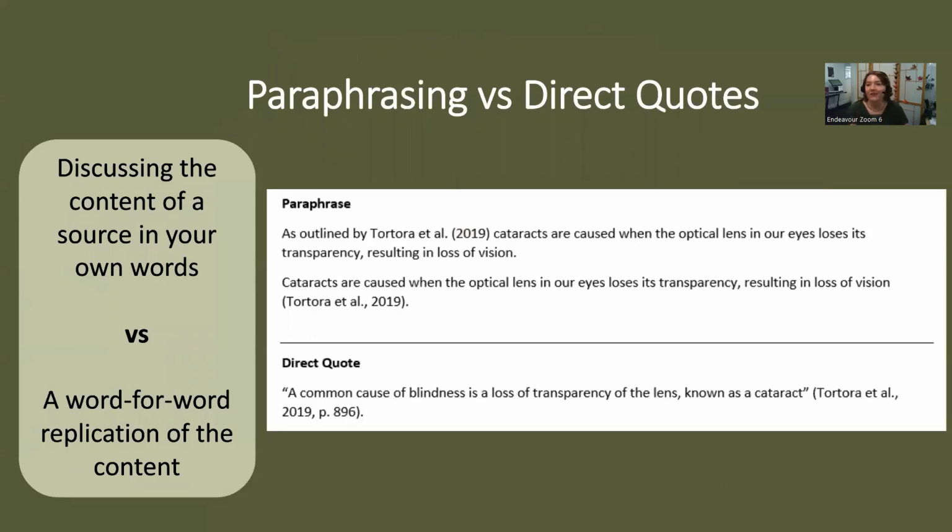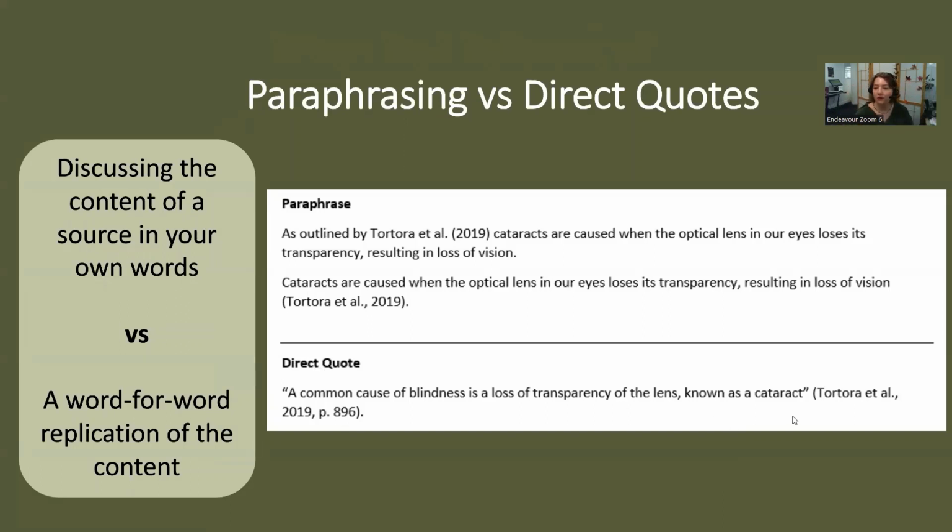What's the difference? What is paraphrasing and what's direct quoting? So obviously a direct quote, like we can see in this little example under here, is a verbatim replication of the content. So a word for word replication of the content. So this is in quote marks, and you can see that that denotes that this is exactly as it appears in the text.